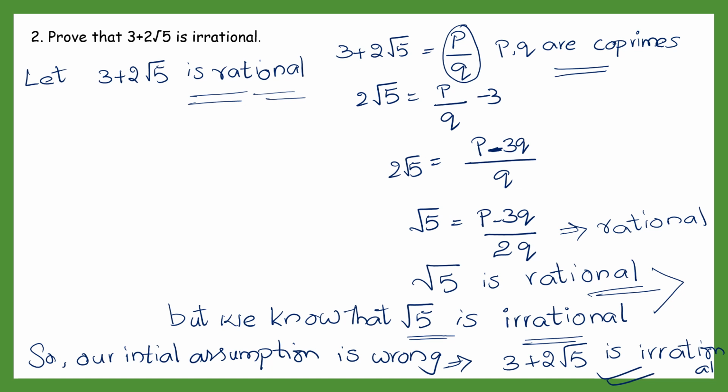When we assumed 3 plus 2 root 5 as rational, and solved all this, we got root 5 as rational. But we already solved in the previous question that root 5 is irrational. That means our assumption is wrong. So, 3 plus 2 root 5 is an irrational number. We are able to prove that, hence proved.